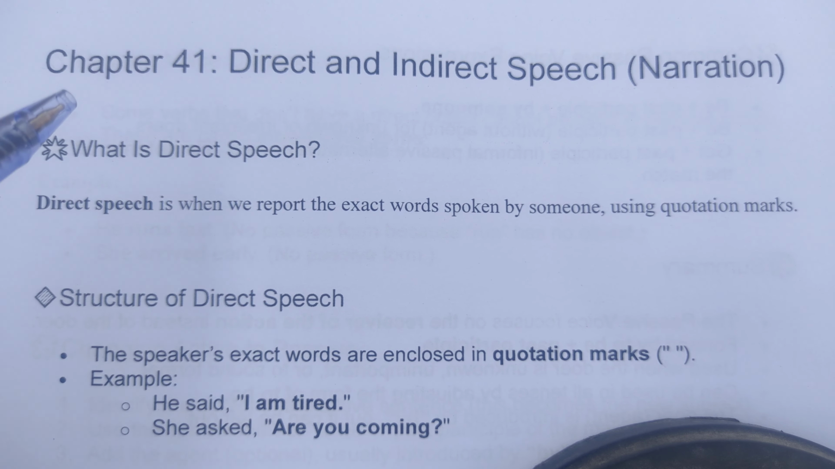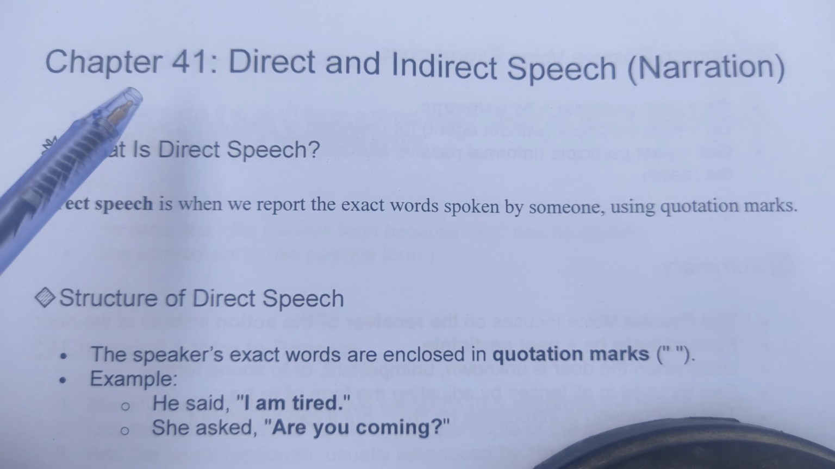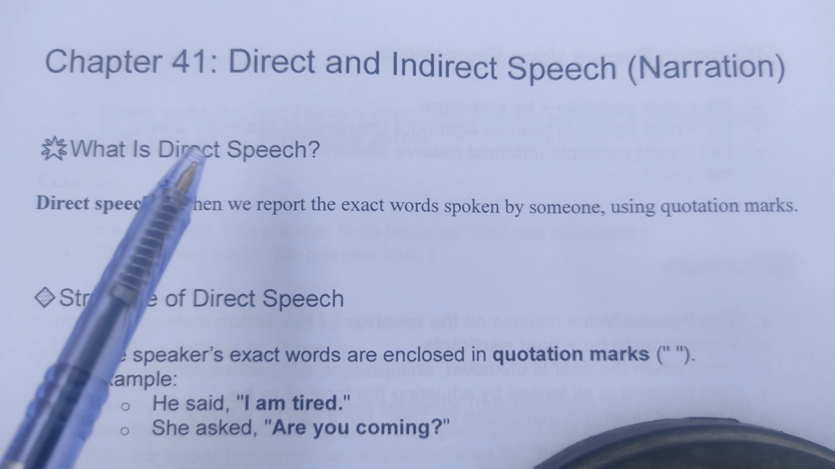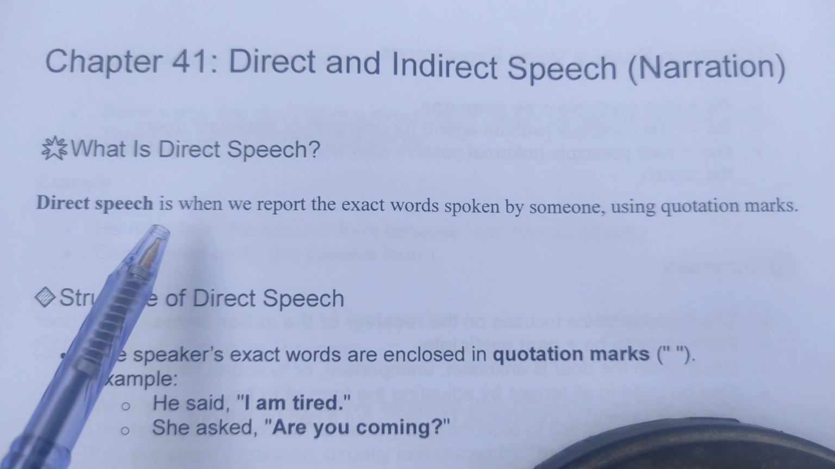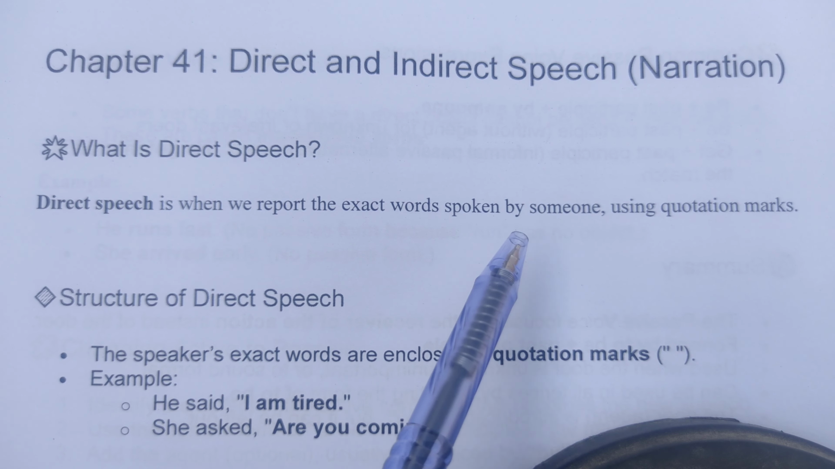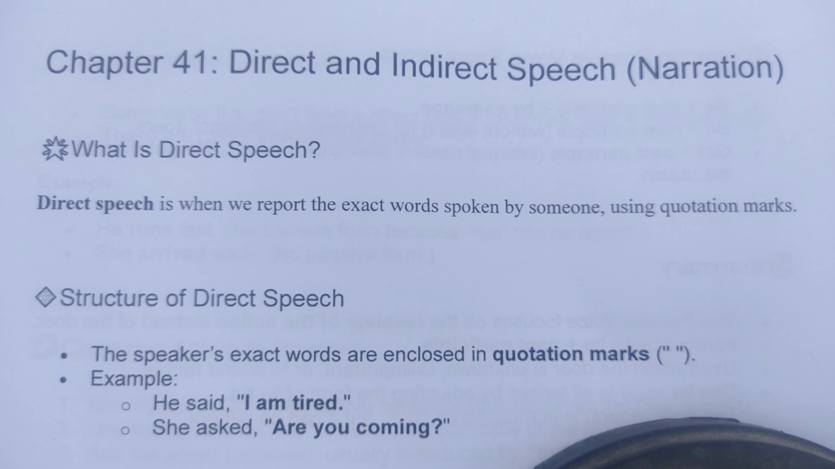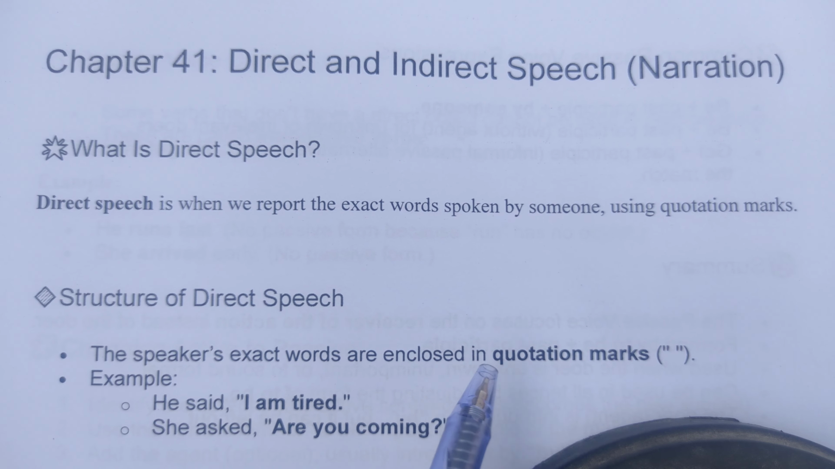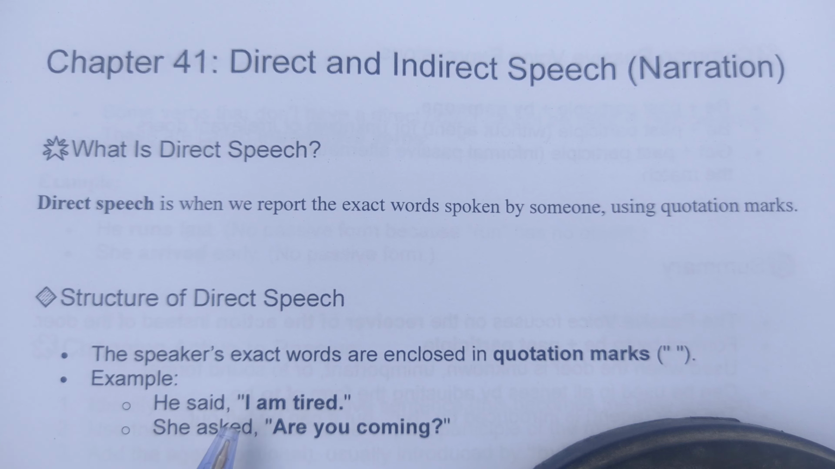Today in this English grammar lesson we are going to learn chapter 41, direct and indirect speech narration. What is direct speech? Direct speech is when we report the exact words spoken by someone using quotation marks. Here we have direct speech structure. The speaker's exact words are enclosed in quotation marks. Example: He said, "I am tired." She asked, "Are you coming?"